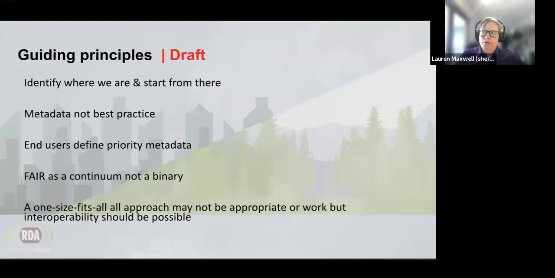So when we think about our general approach here, and these are obviously all open for comment, the idea here is to present what we've thought about and then get feedback and refine that and think about how we can move this work forward collectively. So here, our guiding principles for this work are to identify where we are and start from there. So we're not trying to make something that's proscriptive or suggesting best practice.